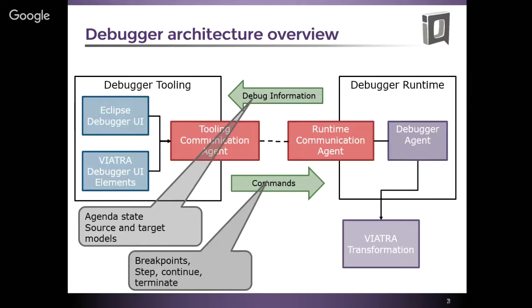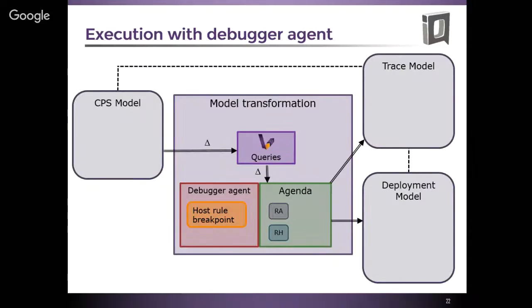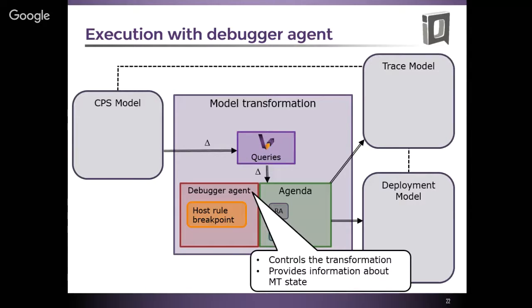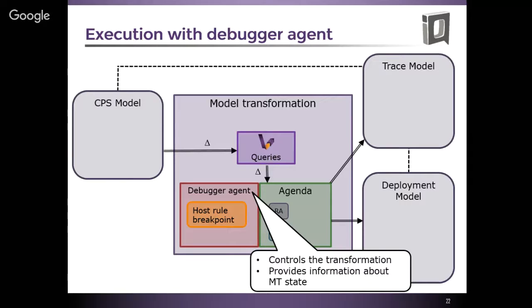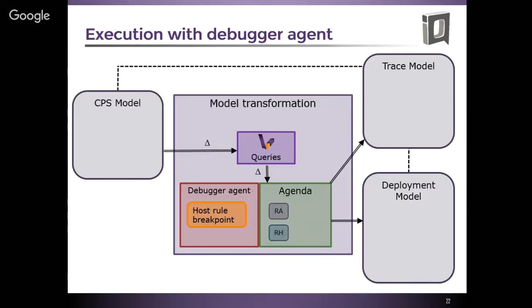So, as I mentioned before, in this figure I'd like to show you how attaching a debugger agent to a model transformation can alter its execution. The example will be similar to the one seen before. However, in this case, a model transformation debugger agent is attached to it. It's responsible for controlling the transformation and also provides information about its state. And as you can see, it contains a breakpoint that stops the execution every time an activation of the host rule is about to be executed.